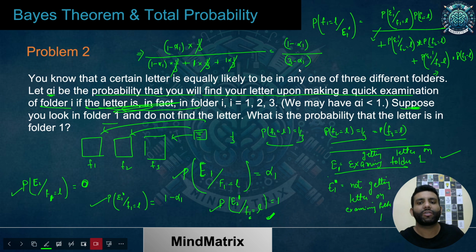So this is the exact answer. This is the probability that the letter is in folder 1 when you have already checked folder 1 and did not find it. I guess the idea is clear. The question was good, and there was a lot of understanding within this question.